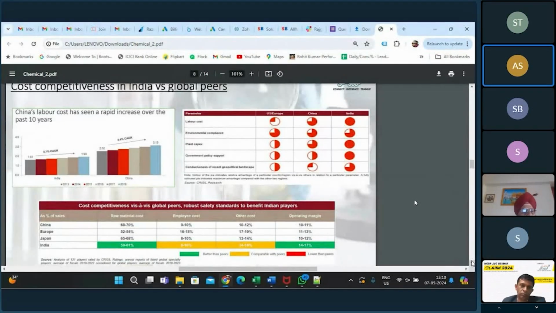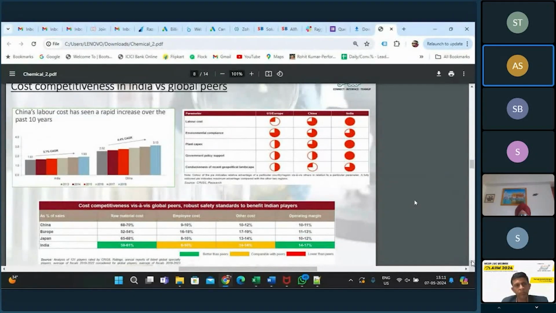You see the first graph, you can see that the labor cost is much lower in India compared to China, in terms of the numbers and also in terms of the growth rate. So that is the benefit that India has.